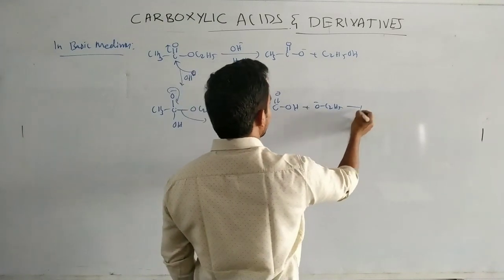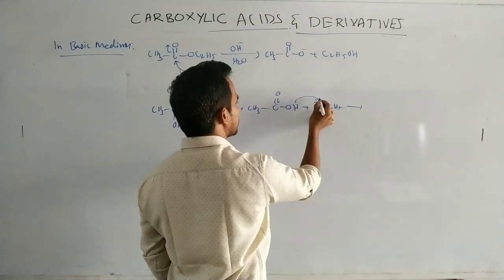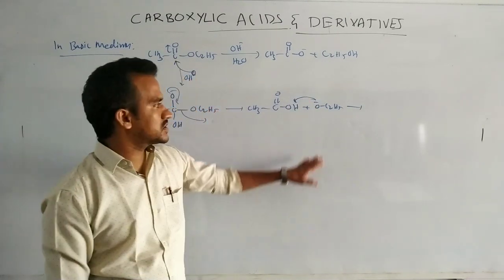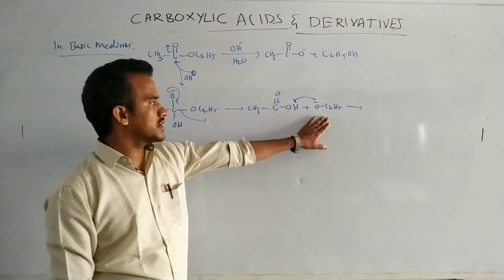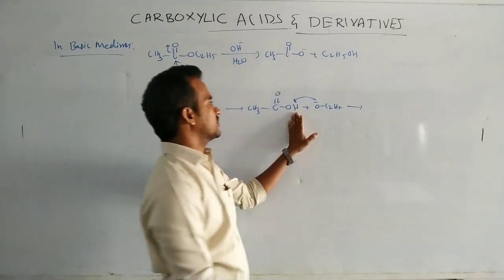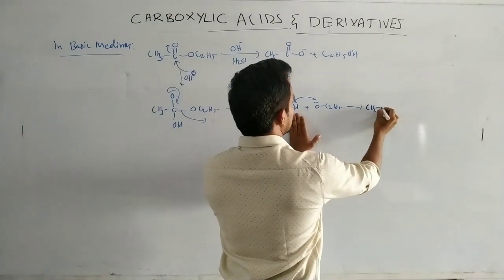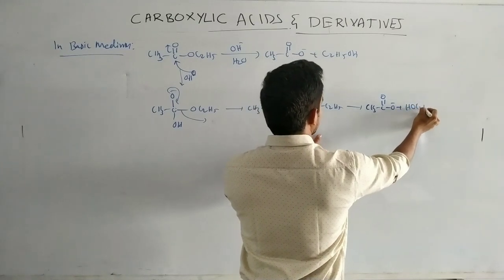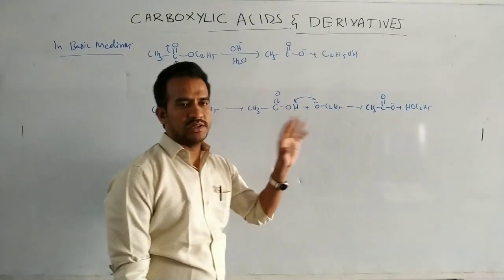And then here the proton is immediately transferred. This ethoxide ion is a strong base that removes the proton from the acid. So the product is CH3C=O O minus, plus C2H5OH. Okay, that is the product.